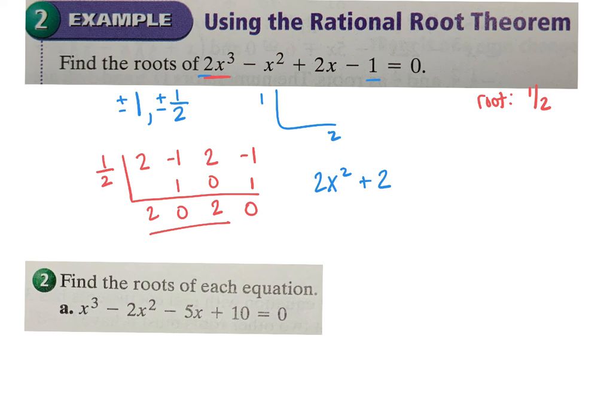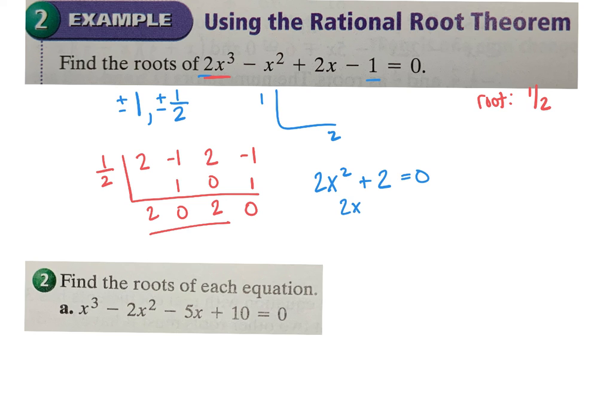How would I find my remaining roots? What do I need to do with it? I need to find what makes this 0. So let's set it equal to 0 and see what happens. You can factor, or just subtract your 2 over, if you want to. Subtract your 2.